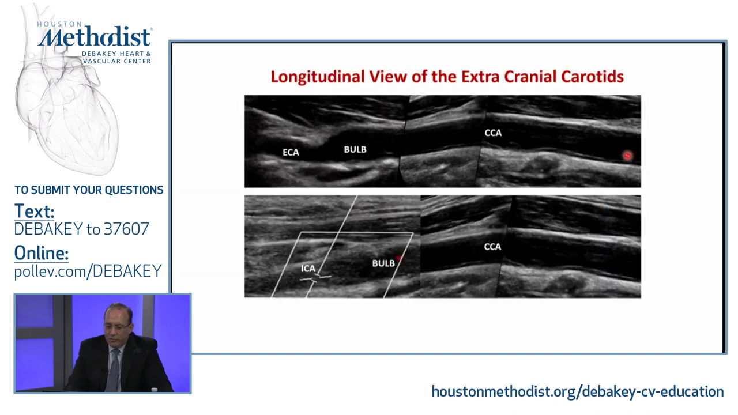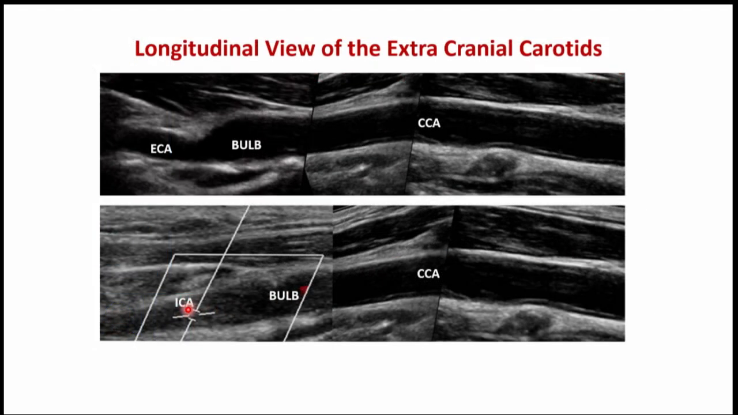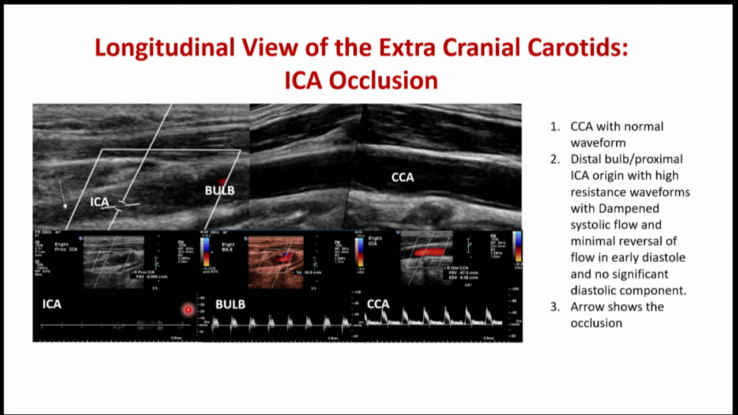Here's a longitudinal view that we've reconstructed on the patient. There's a common carotid, the bulb, and the external carotid, those are open. But again here, what we see is common carotid open, bulb, and then the internal carotid artery is occluded. So let's see what happens there.